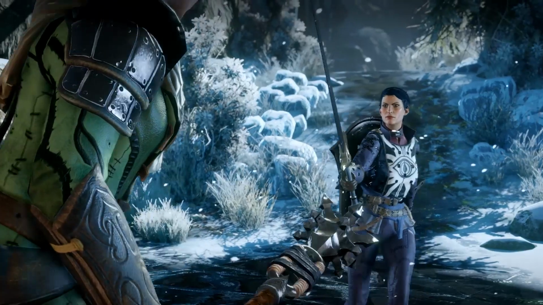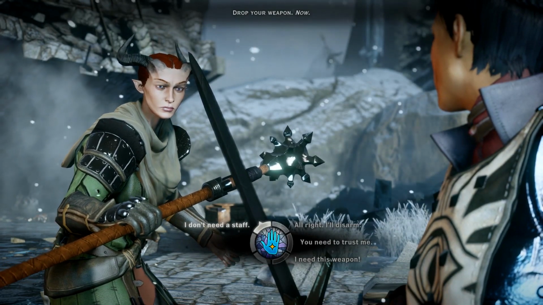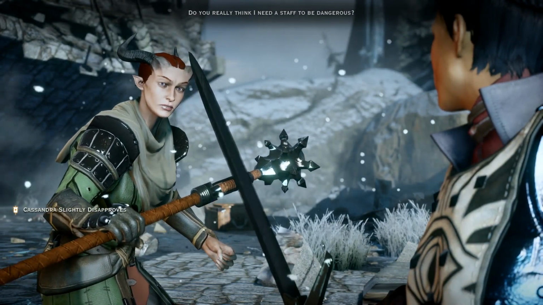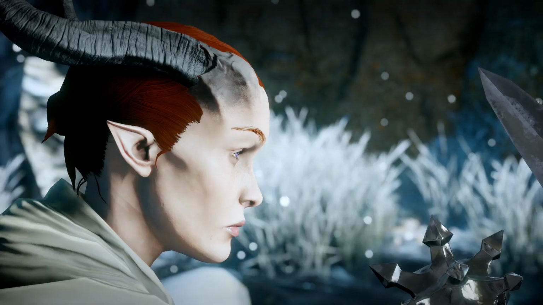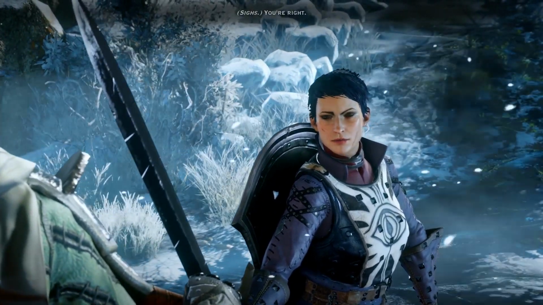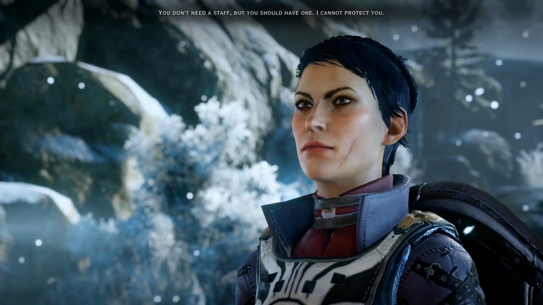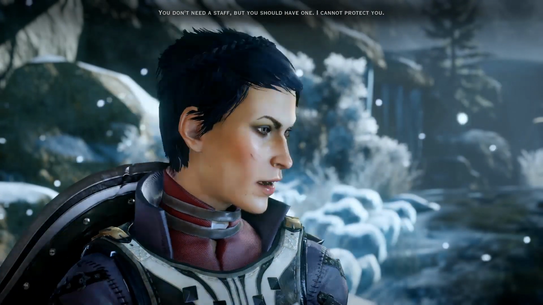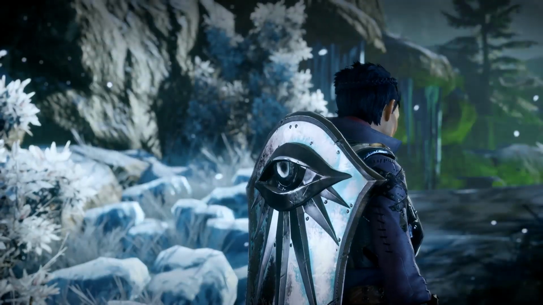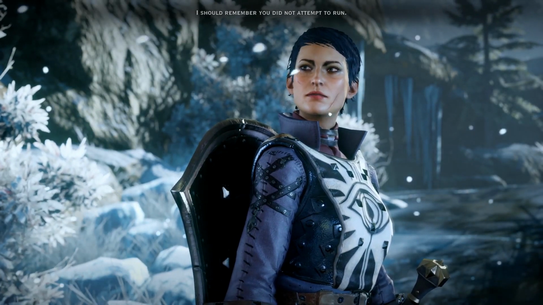It's over. Drop your weapon. Now! I don't really need a staff. Do you really think I need a staff to be dangerous? Is that supposed to reassure me? I haven't used my magic on you yet. You're right. You don't need a staff, but you should have one. I cannot protect you. I should remember you did not attempt to run.